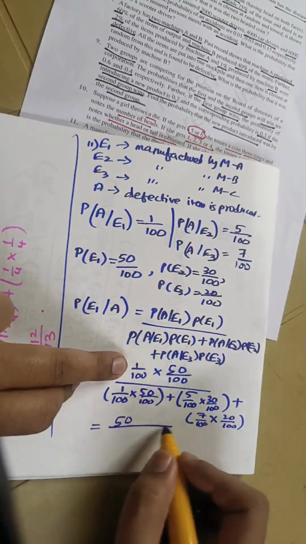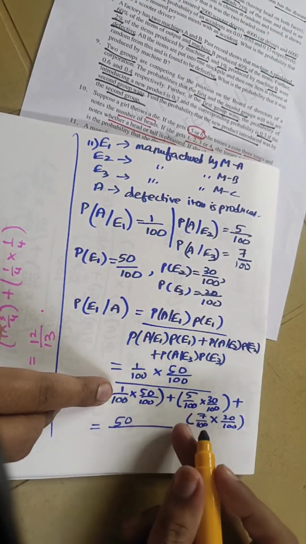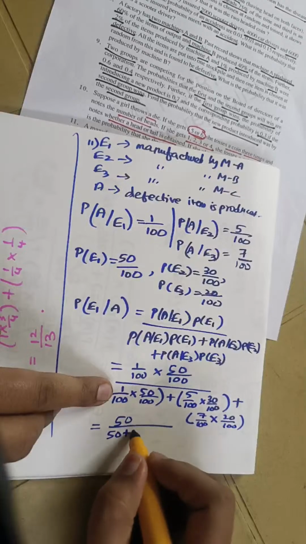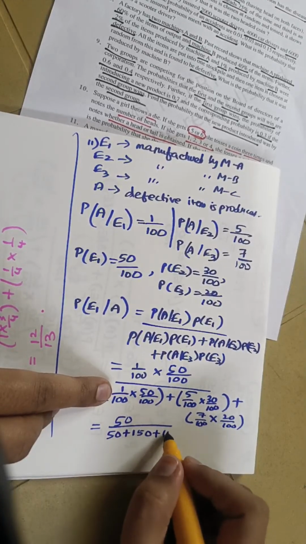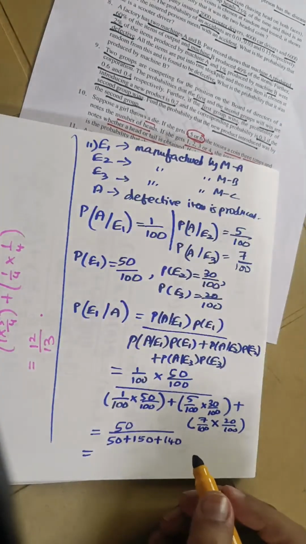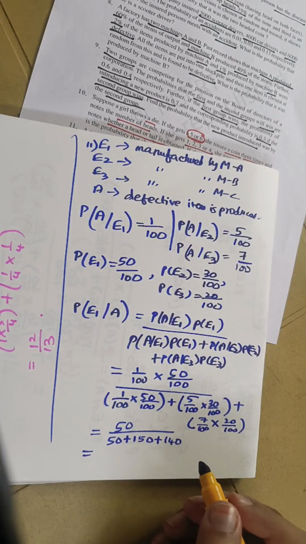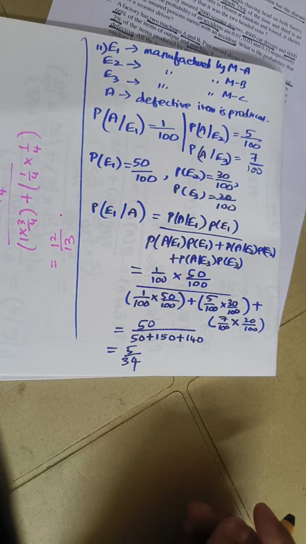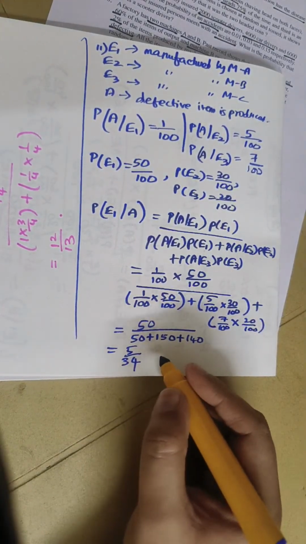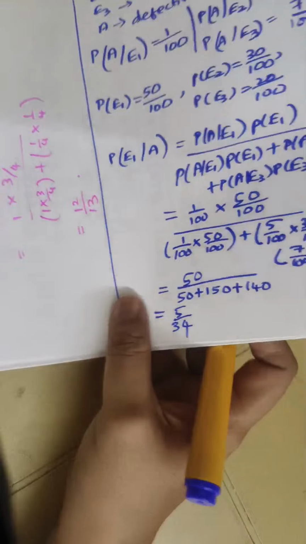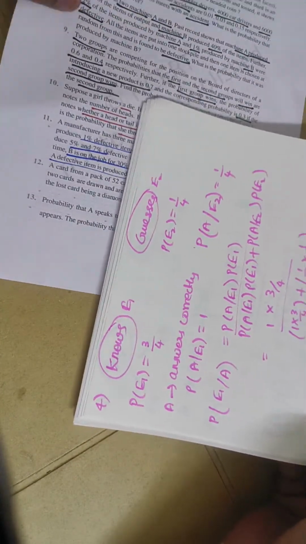So numerator it is 50, denominator is 10,000, here we have the same denominator, that will be cancelled when we take the reciprocal. So 50 plus 150 plus 140. So that will be the final answer. Sorry for the interruptions. It is 5 by 34. Next question.